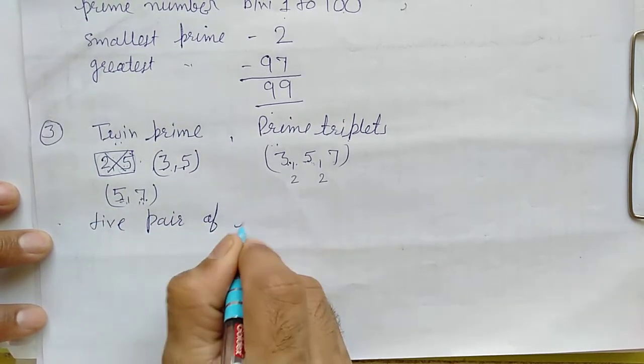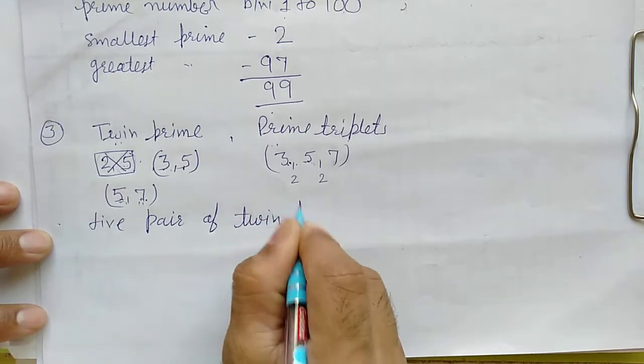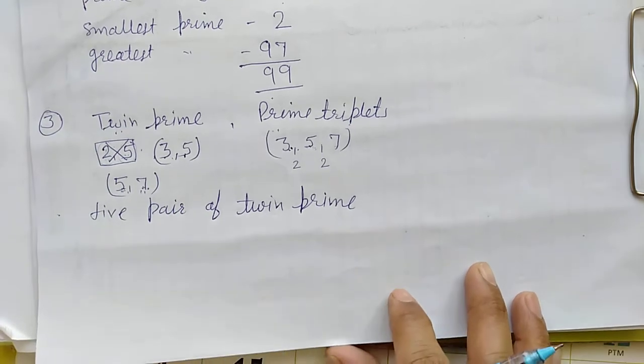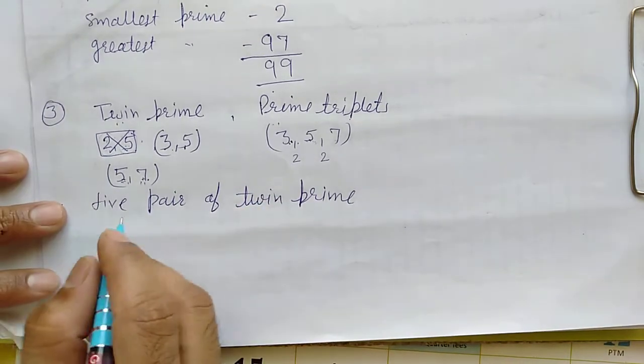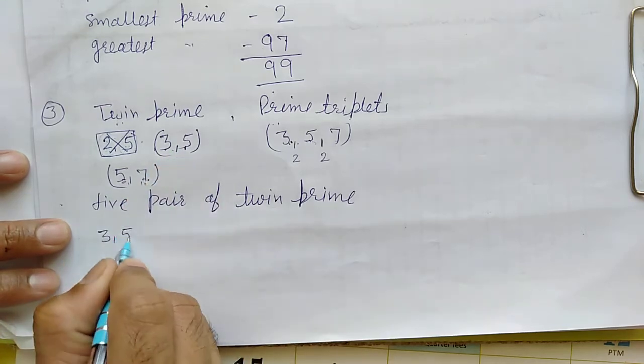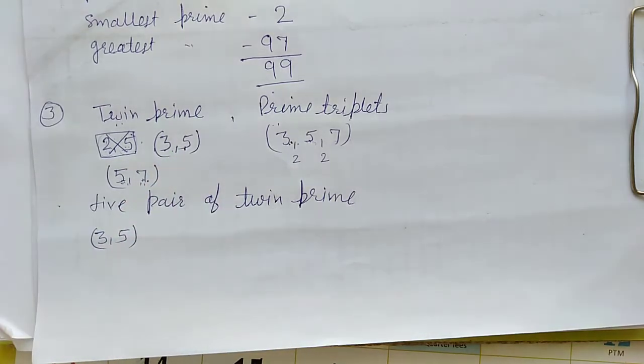Pair of twin prime. And the 5 pairs of twin prime are, you may write now the difference, whose difference is 2. One pair I have already written here, 3 and 5. First pair done.